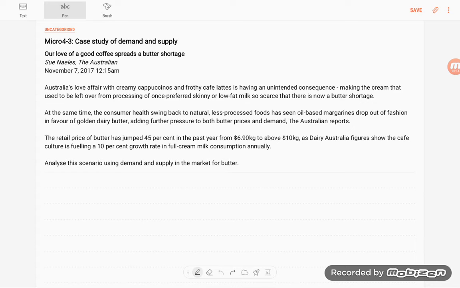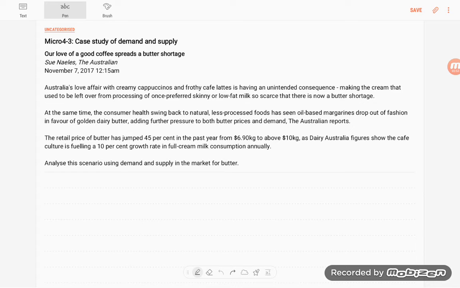Sue Niels writes in The Australian, Australia's love affair with creamy cappuccinos and frothy cafe lattes is having an unintended consequence, making the cream that used to be left over from processing the once preferred skinny or low-fat milk so scarce that there is now a butter shortage. At the same time, the consumer health swing back to natural, less processed foods has seen oil-based margarines drop out of fashion in favor of golden dairy butter, adding further pressure to both butter prices and demand, the Australian reports.